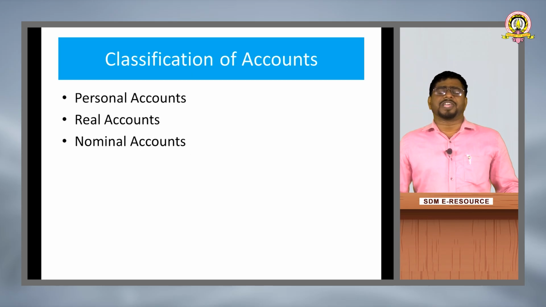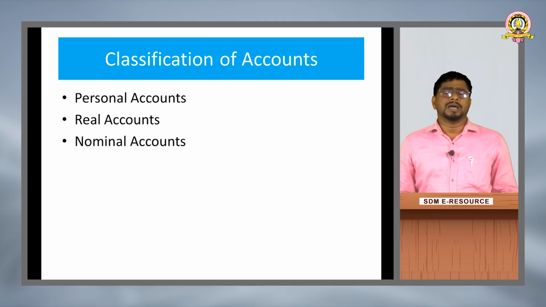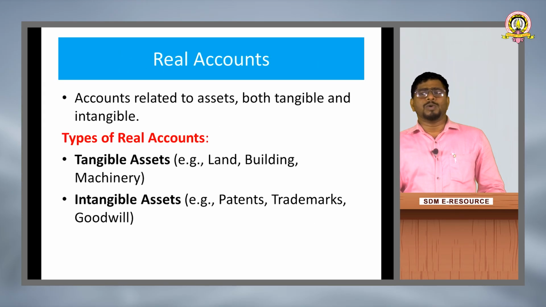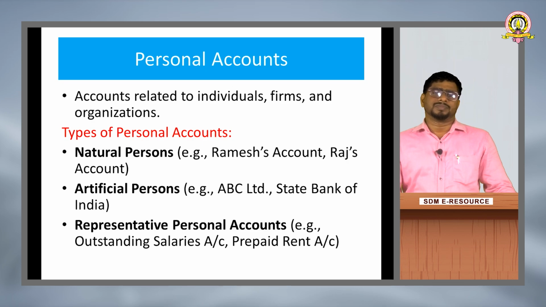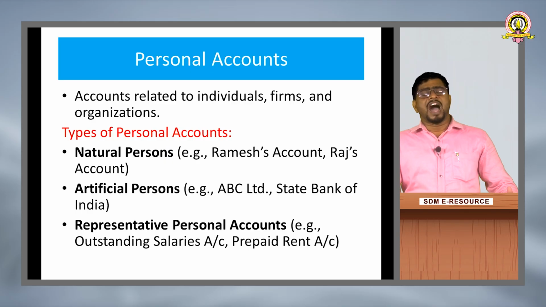The next one is classification of accounts. All accounts are classified or categorized in three types, that is personal accounts, real accounts and nominal accounts. Now we'll see what do you mean by personal accounts. Again, the name itself gives the meaning. The accounts related to individuals, firms and other organizations are personal accounts. In personal accounts, there are sub-classifications called natural personal account, artificial personal account and representative personal account.